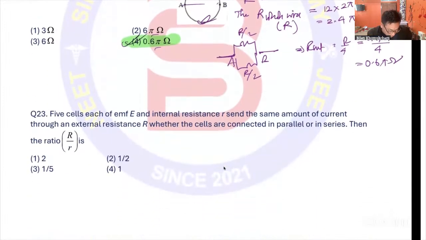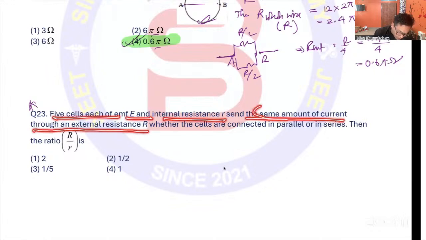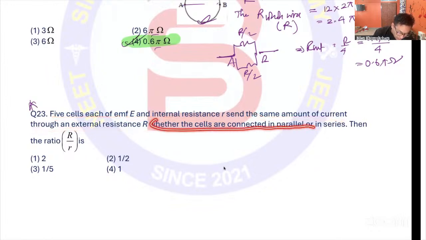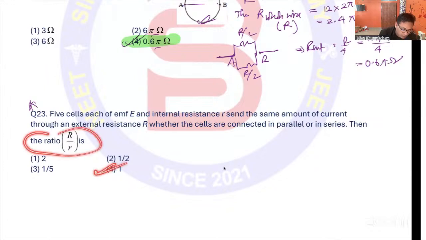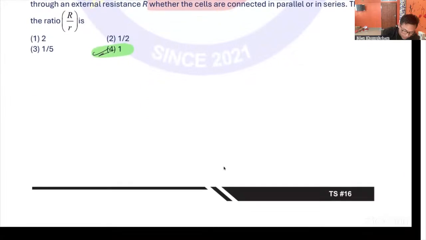Question number 23. It's a very important theory discussed in the class. Five identical cells, each of EMF E and internal resistance r, send the same amount of current through an external resistor R, whether the cells are connected in parallel or in series. Whether you connect the external circuit in the series combination or parallel combination, the ratio r by R will be 1. Okay, good. Know this question.